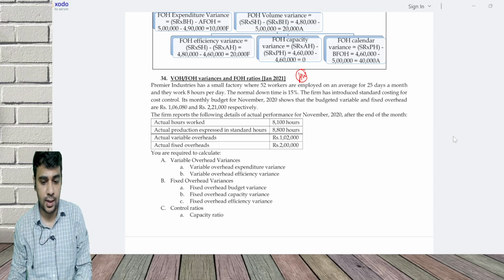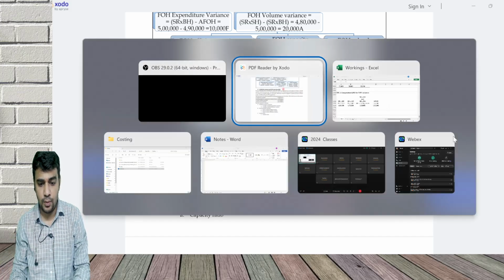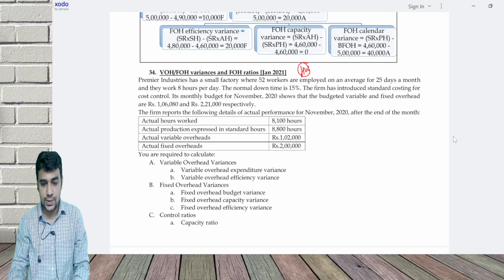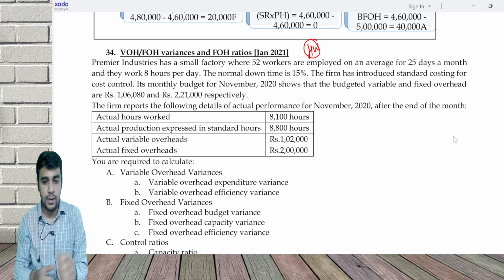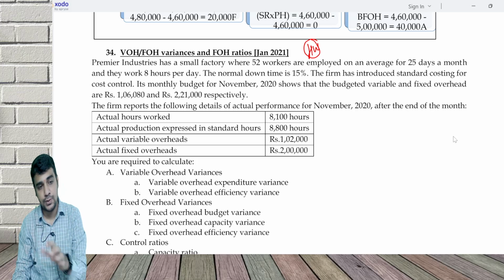Okay, let's start now. Guys, let's start now. We'll continue with our discussion on standard costing. It should get over maybe in another 1.5 hours, and then we proceed to the next area.